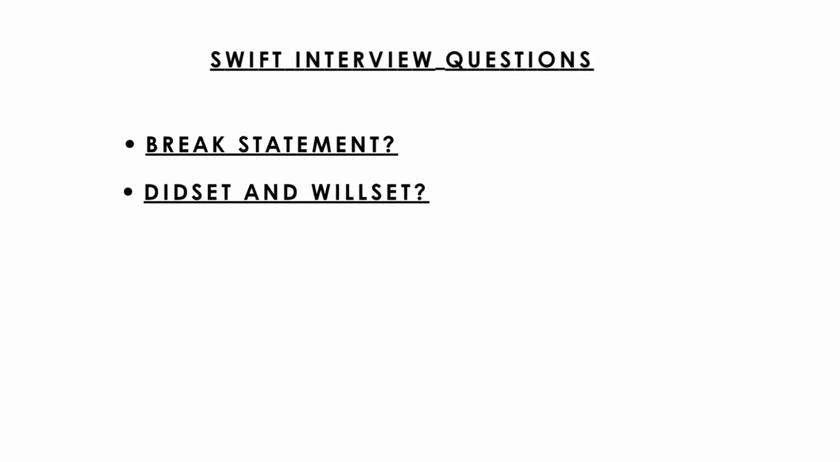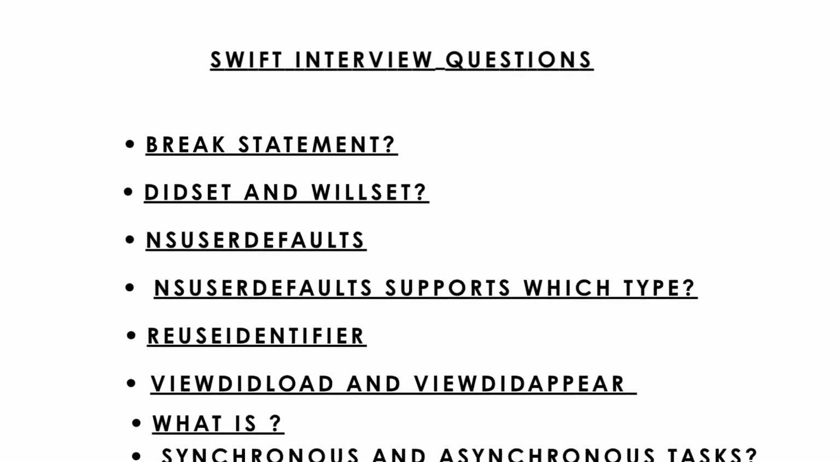And the second question will be, what is the difference between didSet and willSet in Swift? didSet is a property observer that is called after the property's value has been set, while willSet is a property observer that is called before the property's value is set. didSet and willSet are useful for programming additional logic when a property's value changes, such as updating the UI or triggering methods.